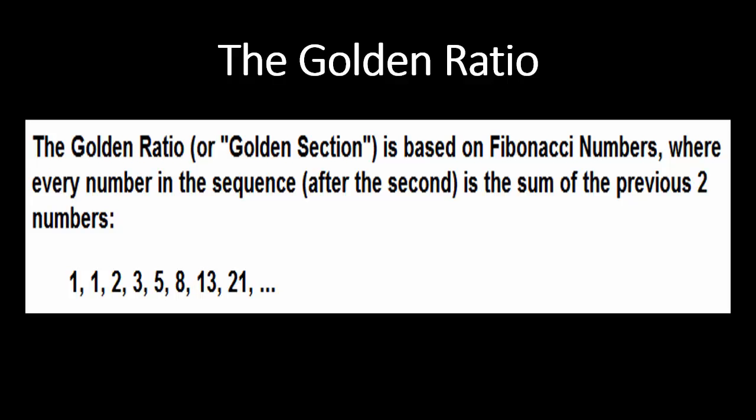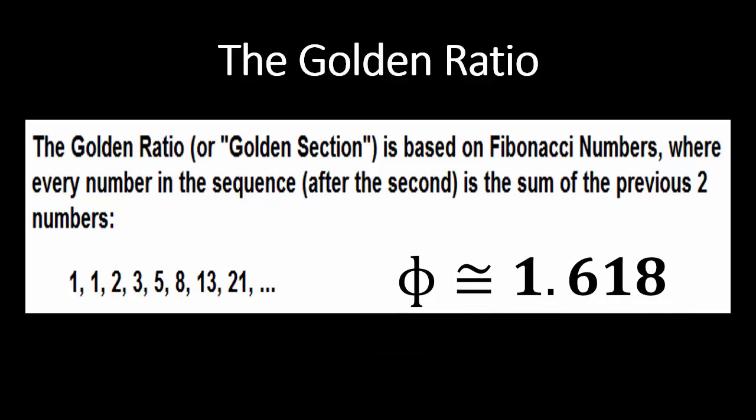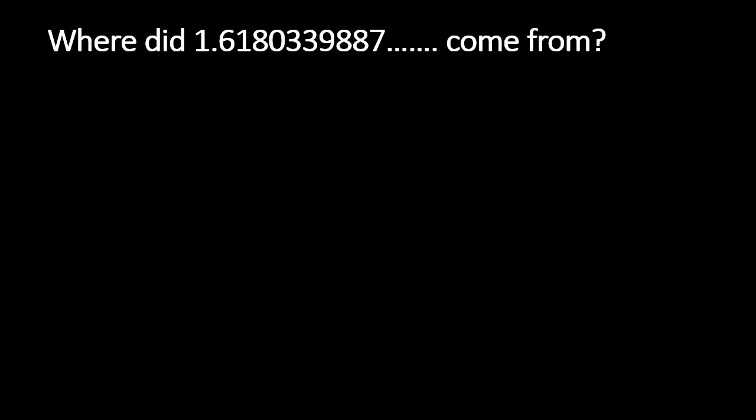The golden ratio, sometimes referred to as the golden section, is based on Fibonacci numbers, where every number in the sequence after the second is the sum of the previous two numbers. The symbol phi is approximately equal to 1.618. Where exactly did the approximate value of 1.618 come from?